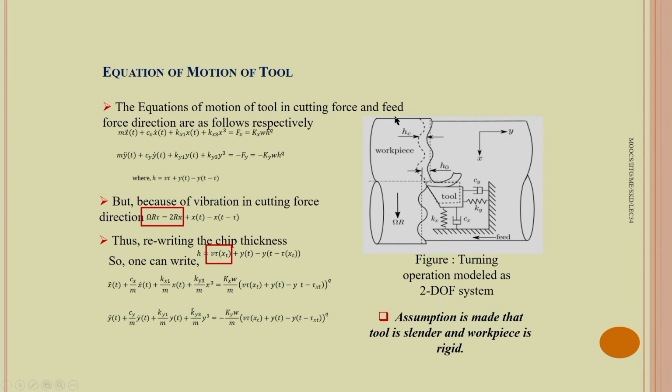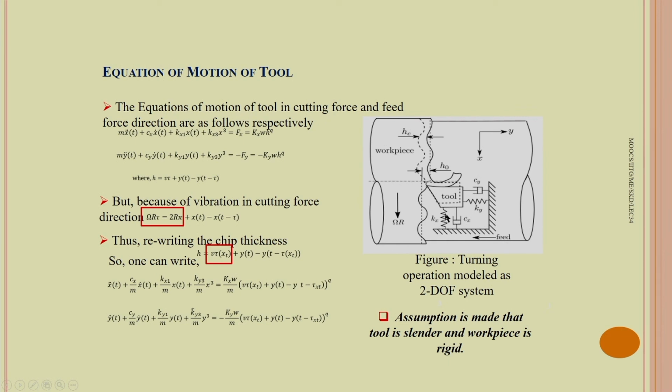In this turning operation, we have a workpiece and this is the tool. The supporting condition of the tool holder can be modeled by using a spring and damper system. Here we are assuming the workpiece to be rigid and the tool to be flexible. This flexibility is represented by a spring and damper in both x and y directions.